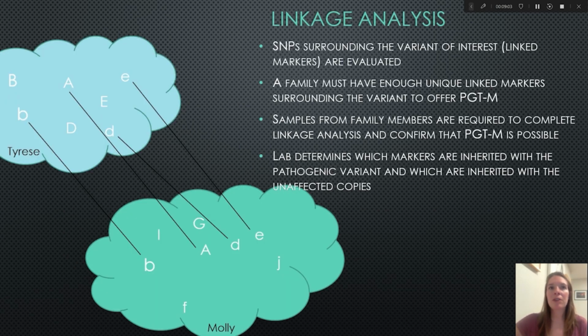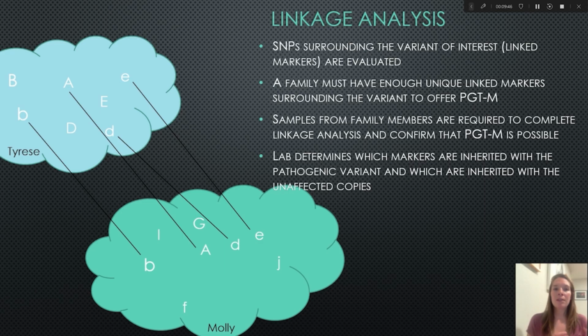I want to explain just briefly how linkage analysis works to help you better understand how complicated PGT-M is. PGT-M setup, or sometimes it's referred to as probe development, is custom designed for every single family who comes through a laboratory for PGT-M. Even though most labs have tested embryos for SMA or cystic fibrosis hundreds of times, the linkage analysis is still custom every single time. And the way that linkage works is that the lab is going to analyze single nucleotide polymorphisms, or SNPs, that surround the variant of interest. And those are called linked markers. They're going to be evaluated.